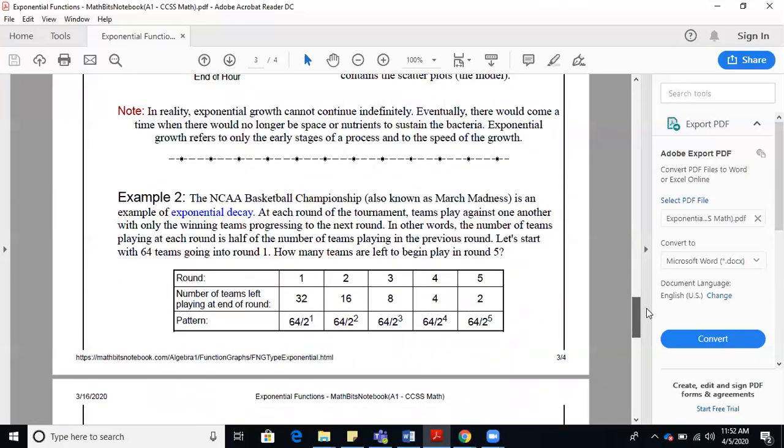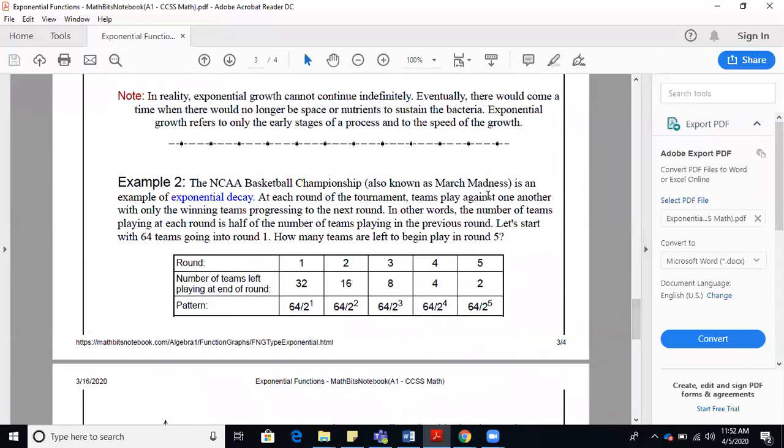Another good example is basketball championships. You start off with teams, and then you have half remaining from the last round, each round. So the number of teams playing at each round is half of the number that played the previous round. So you start off with 64 teams. After your first round, you're at half of 64, which is 32.